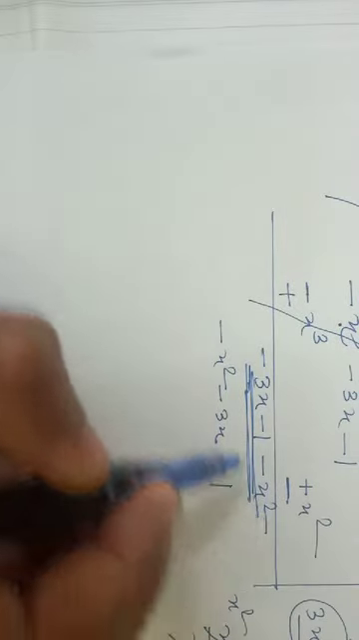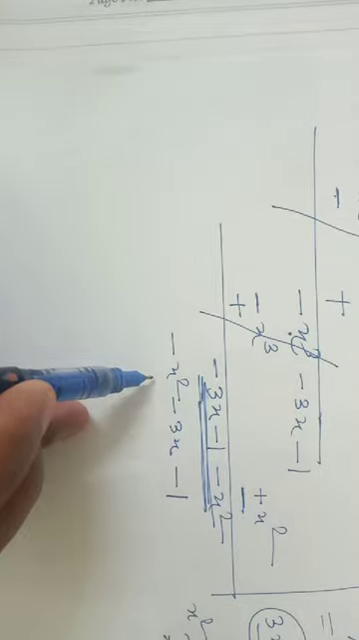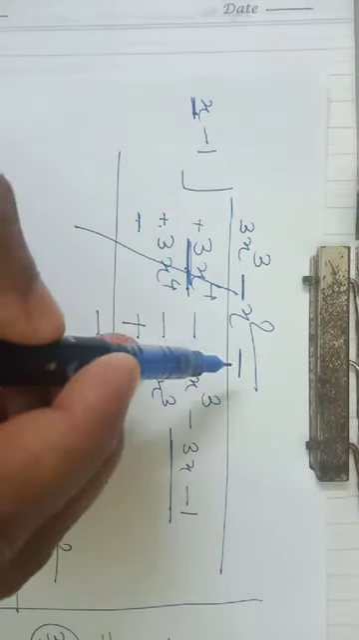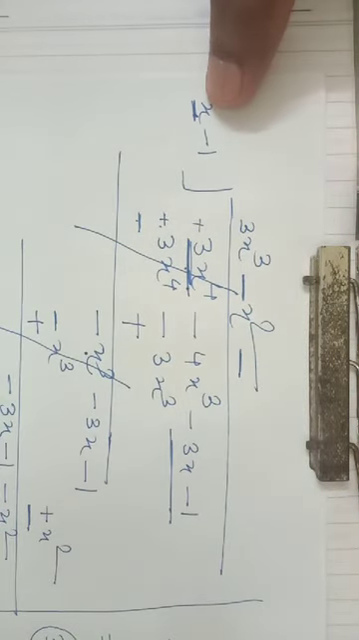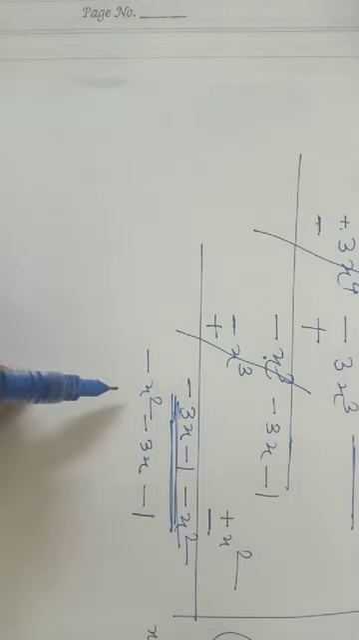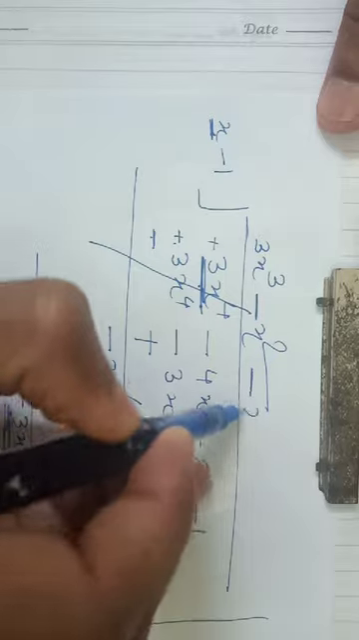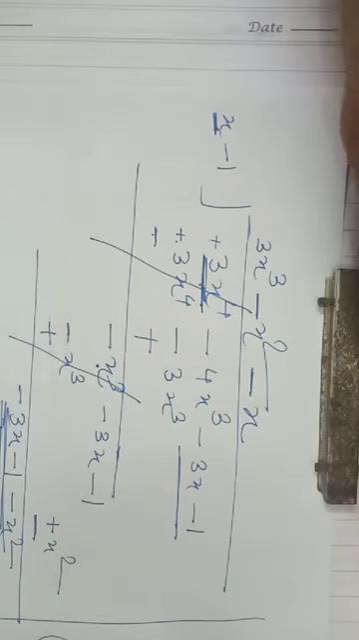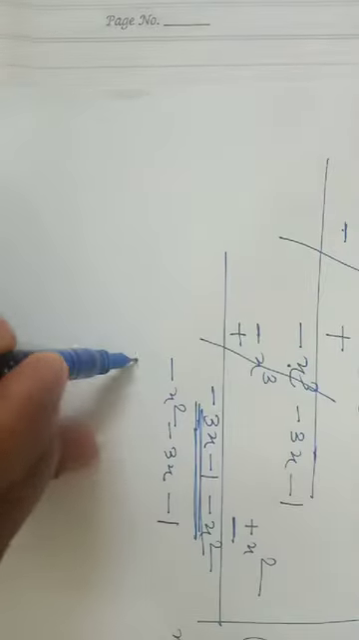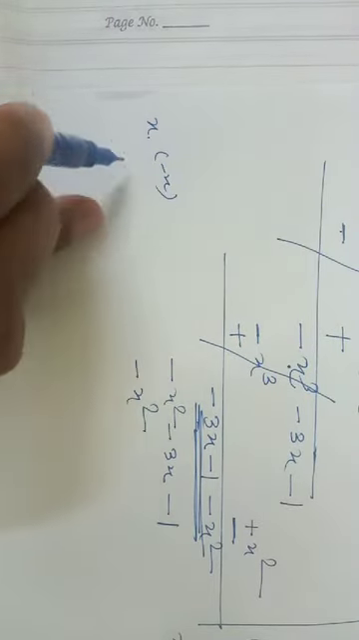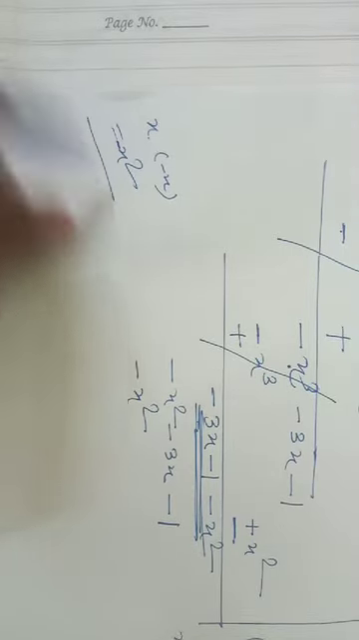Now keep it continue, clear? Now check it, this is the minus x square and that is the plus, so we should use the minus first, clear? Now there is x and there is x square, so we should divide by x. x into x, that will be x square, x into minus x, that is the minus x square, clear?